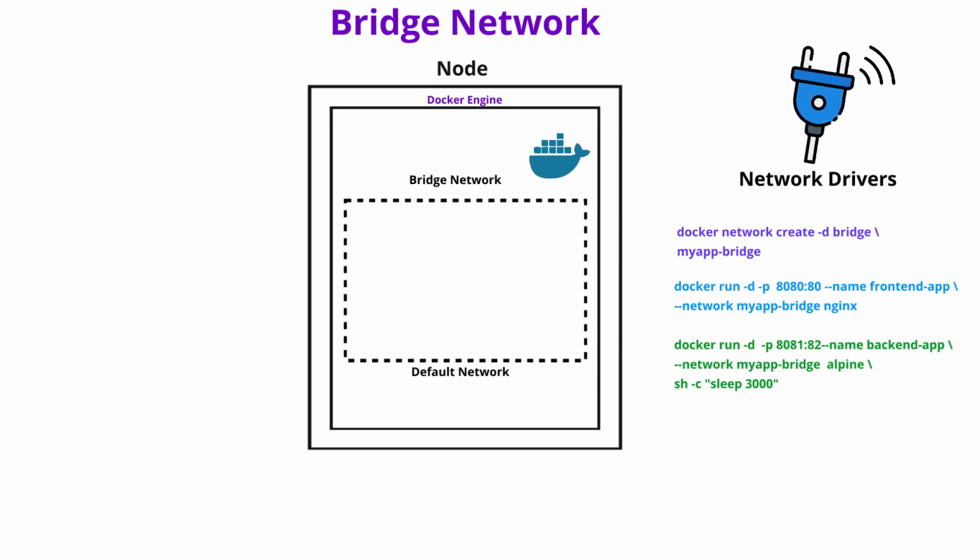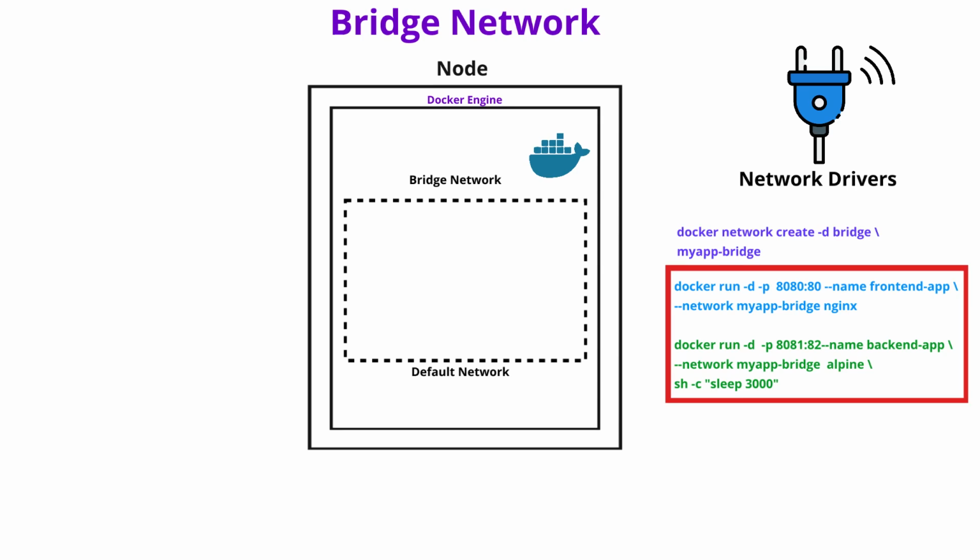Within these docker run commands, you can specify the bridge network name, myapp-bridge, for the network flag. Whenever you run these two commands, two containers will be launched within this bridge network: container one and container two. I named container 1 the front-end application and container 2 the backend application.